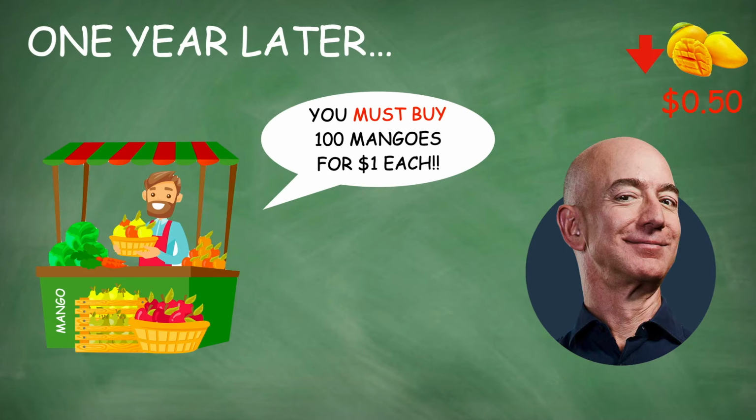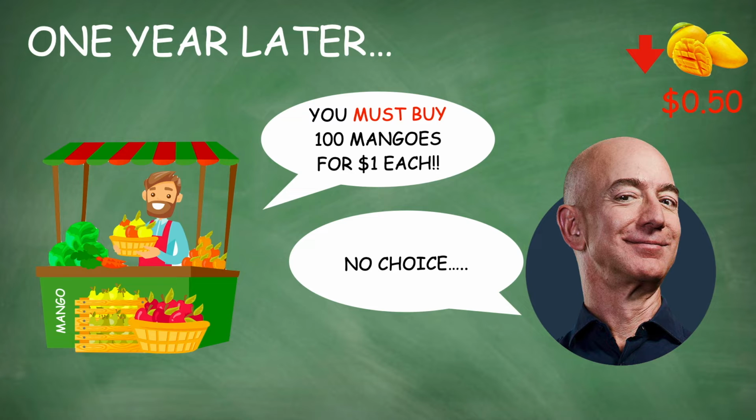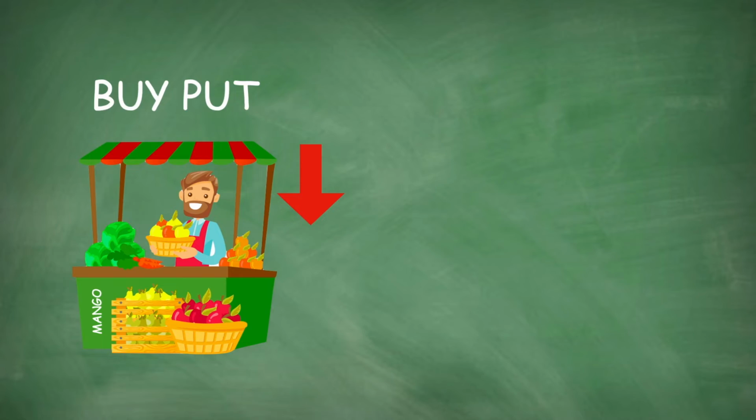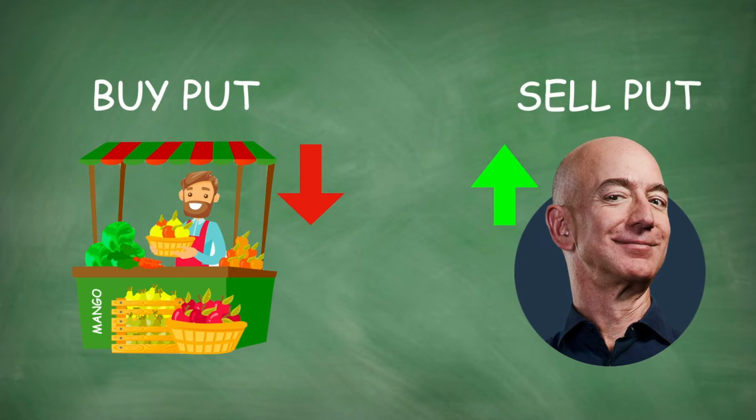However, if the price of mangoes falls below $1 to 50 cents per mango, the mango seller now has the right to sell 100 mangoes at $1 each to Jeff. And Jeff has no choice but to buy 100 mangoes at $1 each because he has already received the premium of 10 cents per mango from the mango seller. So in conclusion, when you are buying a put, you are expecting the stock price to decrease in the future. And when you are selling a put, you are expecting the stock price to increase in the future.